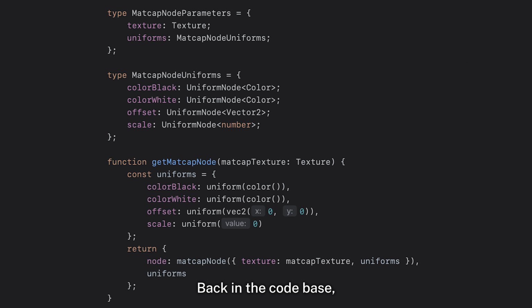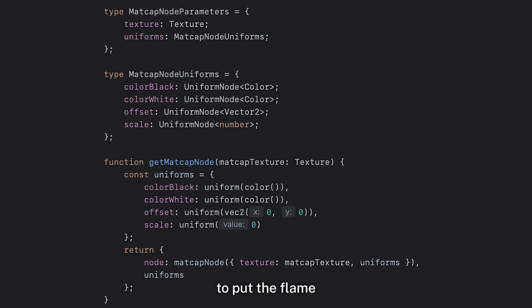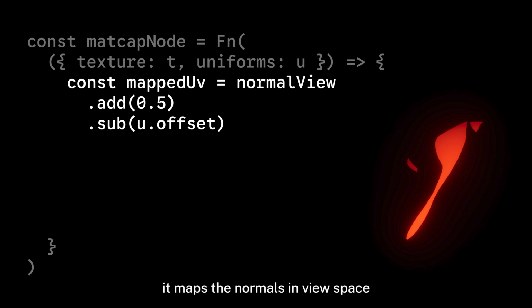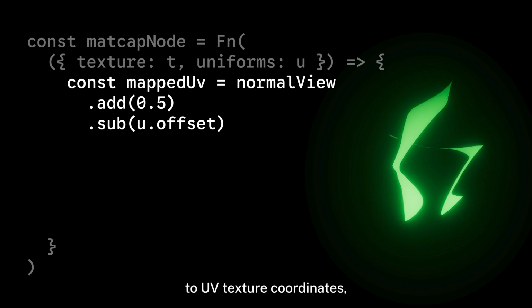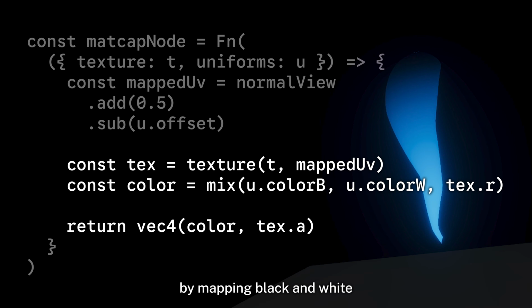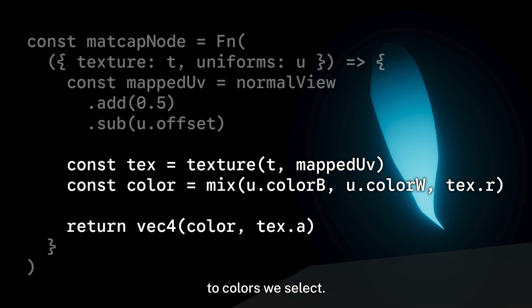Back in the codebase, let's create a matcap node to put the flame texture on the mesh. The node does two things. It maps the normals in view space to UV texture coordinates, and it sets the color and transparency by mapping black and white to colors we select. Once we connect the custom nodes to the material and set up the sliders, we have our flame.